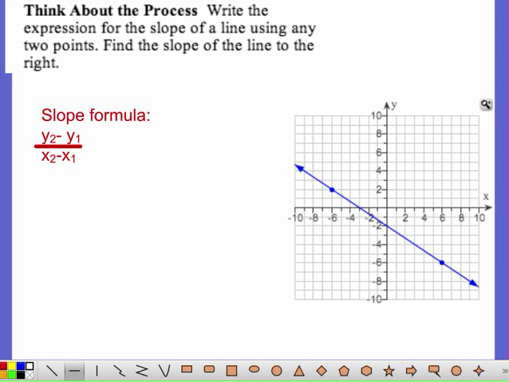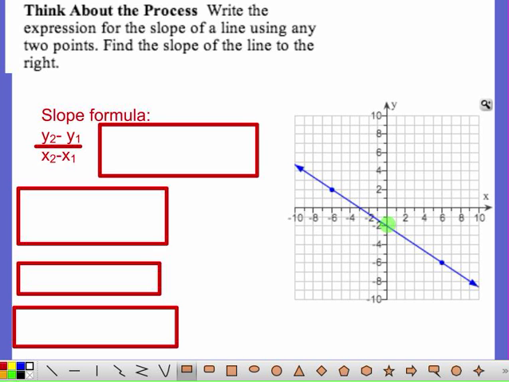Now we're going to go ahead and find the slope of the line to the right. Now, just to prove a point, I am not going to use both blue dots. I'm going to use one of the blue dots and the y-intercept just to show you you can find the slope from any 2 points along the graph. Okay, I have marked my y-intercept. The line crosses the y-axis at negative 2.